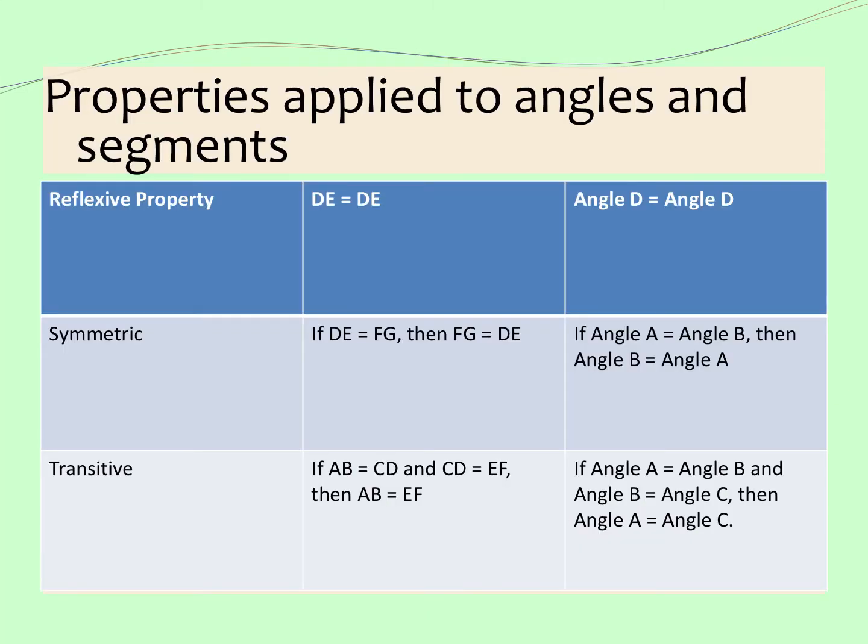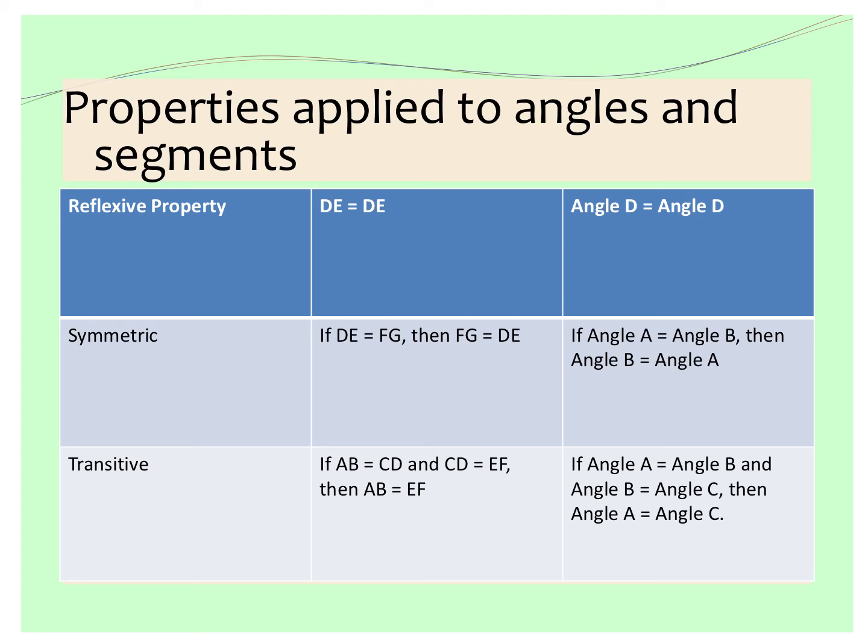Now, these same properties that we just talked about, reflexive, symmetric, and transitive, we're now going to apply also to angles and to segments. So over here are examples for segments under this column, and these are the examples for the angles. Remember, for reflexive, it's just the same thing equals the same thing.